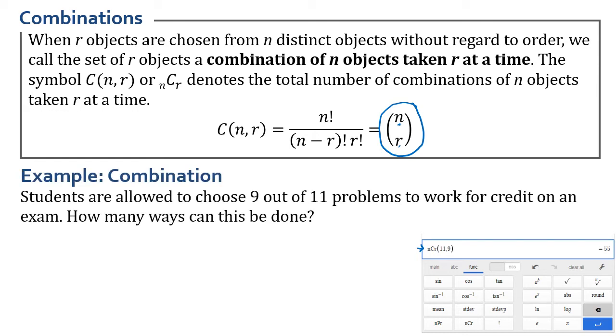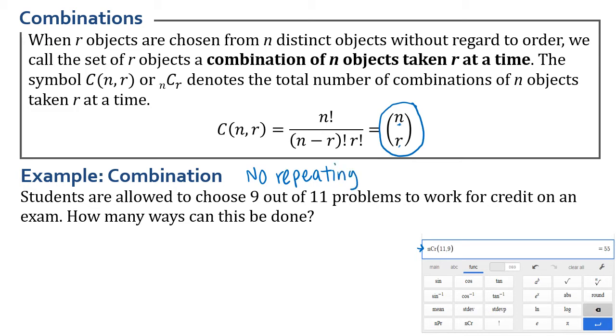So if students are allowed to choose 9 out of 11 problems to work for extra credit on an exam, how many ways can this be done? So first I need to think about, is this a permutation or a combination, or am I just going to use the fundamental counting principle? So students are allowed to choose 9 out of 11 problems. So there's 11 different distinct objects. Obviously there's no repeating because you can't do the same problem 9 times.